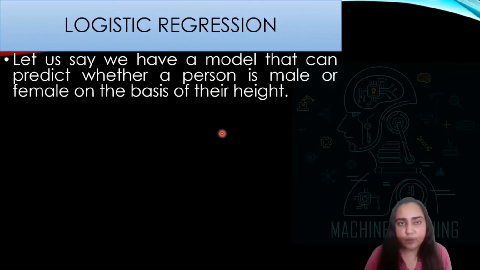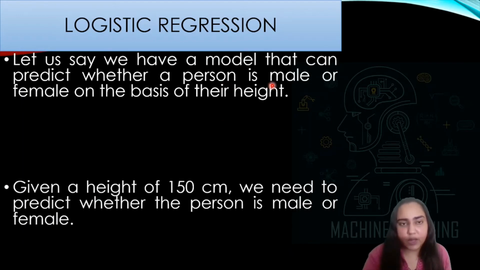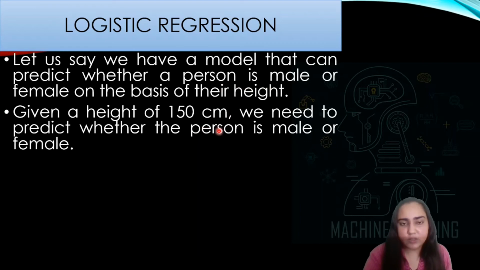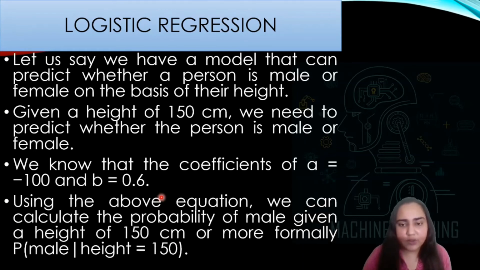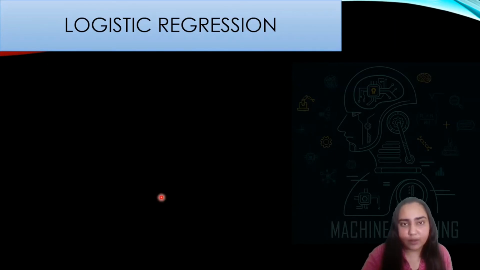And let us say that we have a model that can predict whether a person is male or female based on their height. So given that the height of the person is 150 centimeters, we want to predict if the person is male or female. Now we know that the coefficients are a equal to 100 and b equal to 0.6. So this is also given to you, the values of a and b from your regression line. And using the equation that we just saw previously, we can calculate the probability that this person is going to be a male or a female.